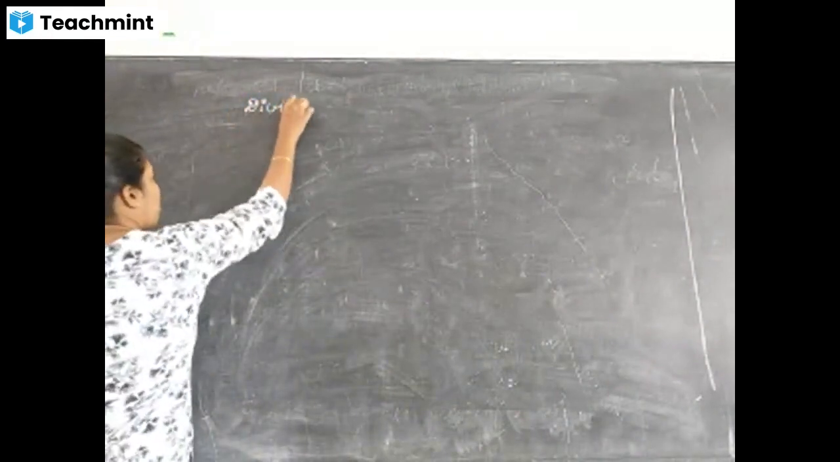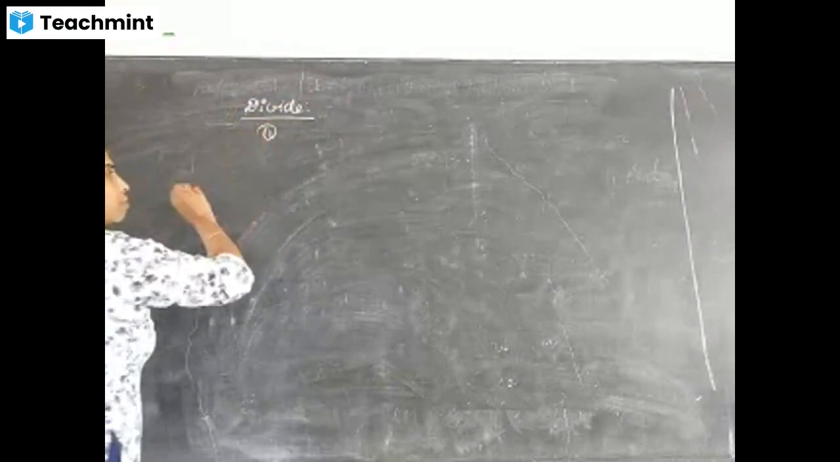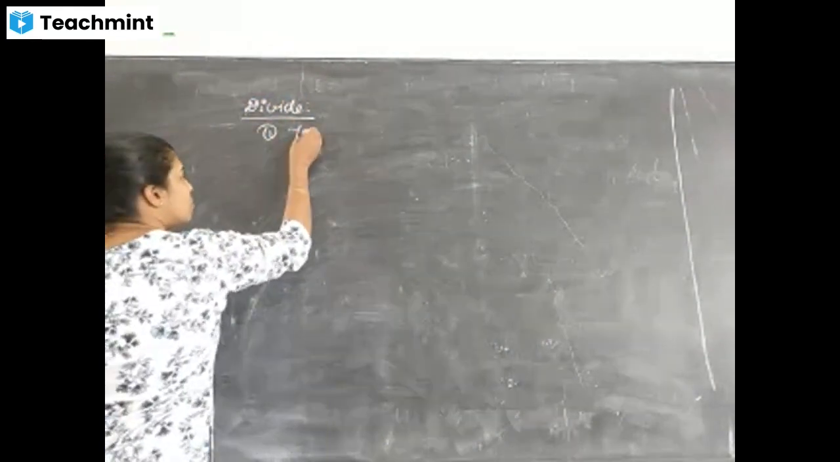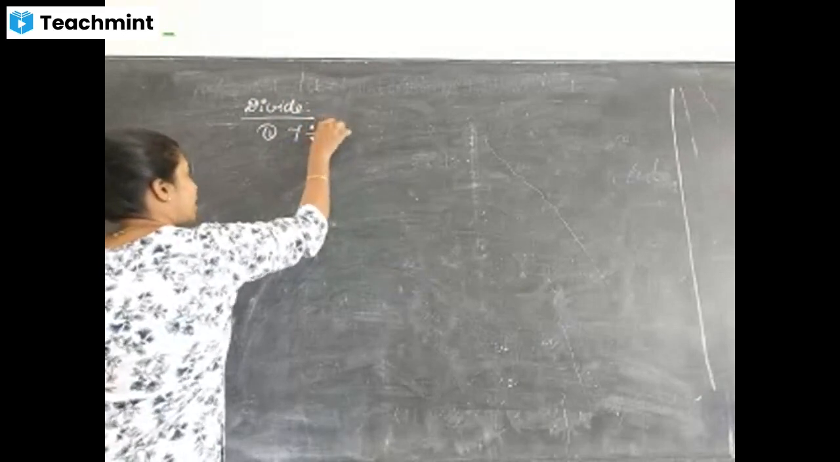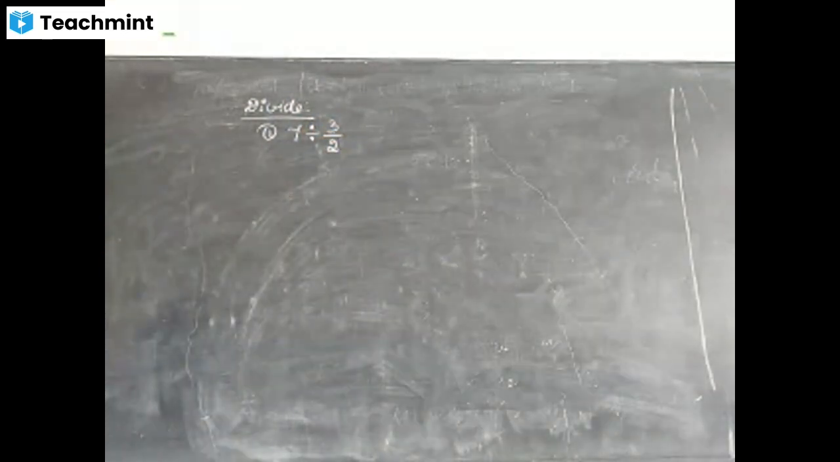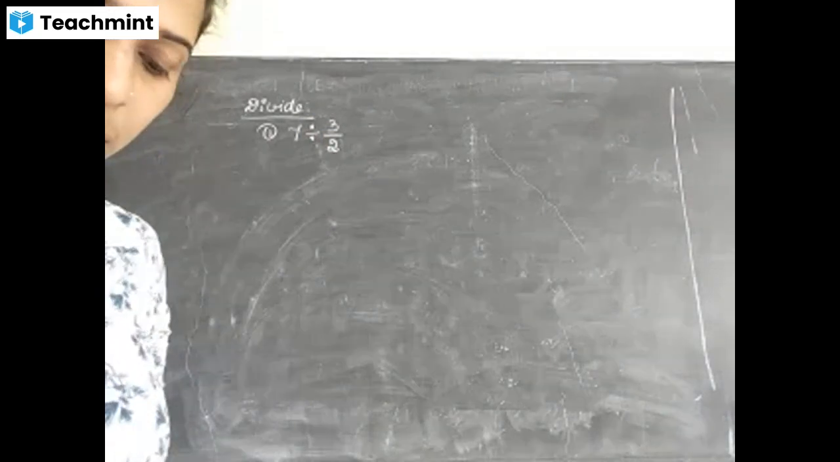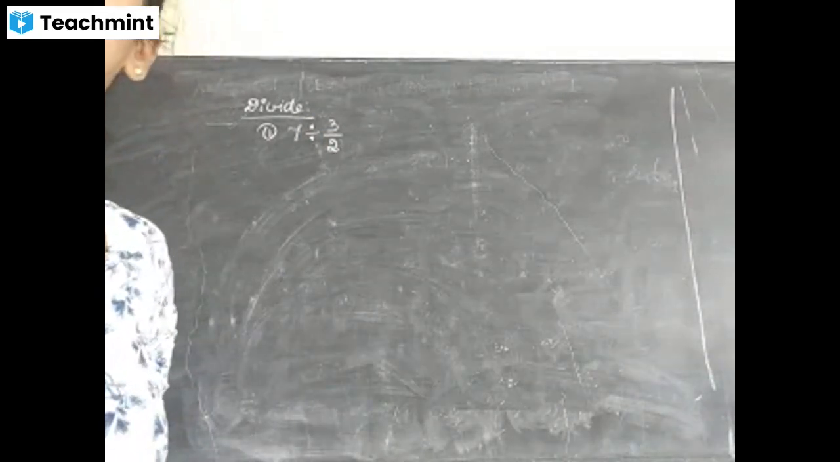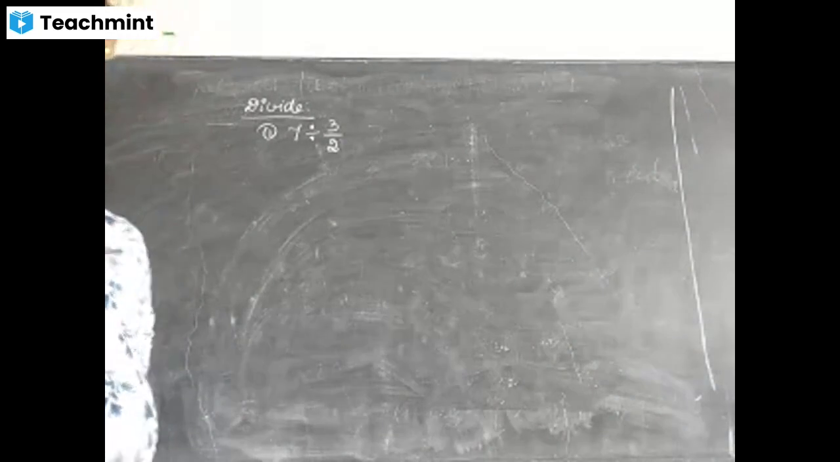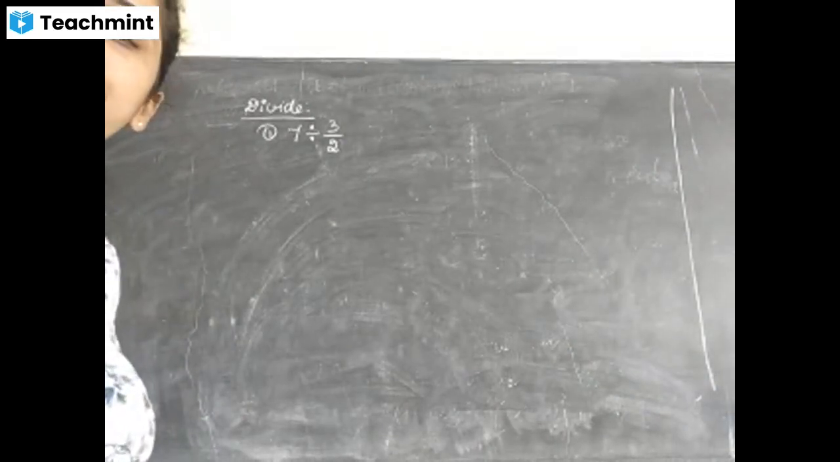Divide. First one: 7 divides 3 by 2. This division you have already done in your 7th standard. I don't know how much you remember. Now you see, 7 divides 3 by 2. The division sign we have to remove, and when we remove the division sign it becomes multiplication, and the second number becomes the reciprocal of the given number. Reciprocal of the given number. Remember.